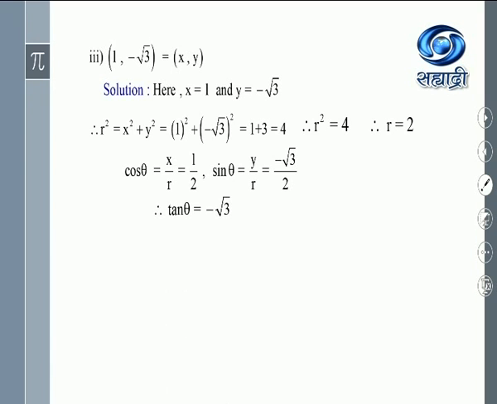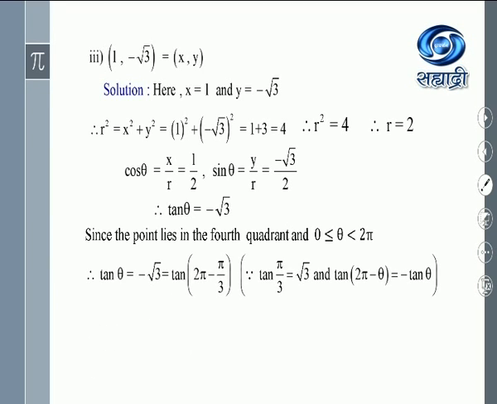Clear? So, here we got cos theta and sin theta. As I told you, we will have to find out tan theta because the theta must satisfy both the equations. Therefore, tan theta is minus of root 3. Now, we will have to choose the quadrant in which 1 comma minus root 3 lies. The point lies in the fourth quadrant because x is positive and y is negative. So, we have fourth quadrant. And the condition for theta is less than 2 pi greater than or equal to 0.